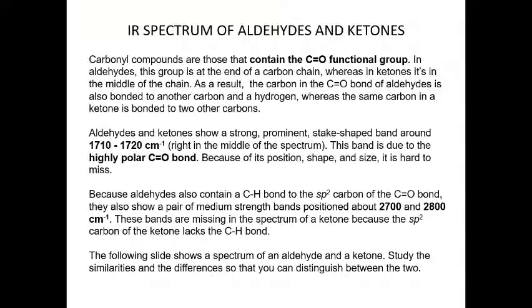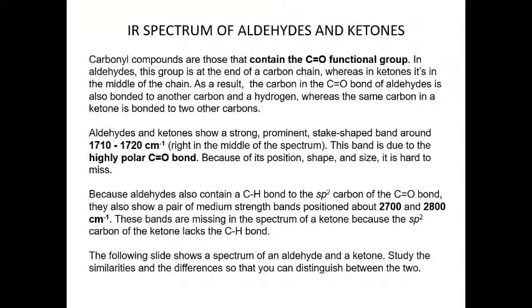Aldehydes and ketones show a strong, prominent, sharp-shaped band around 1710 to 1720 inverse centimeters, right in the middle of the spectrum. It is a very intense and hard to miss signal. This band is due to the highly polar carbonyl group. Because of its position, shape, and size, it is hard to miss, as we said.